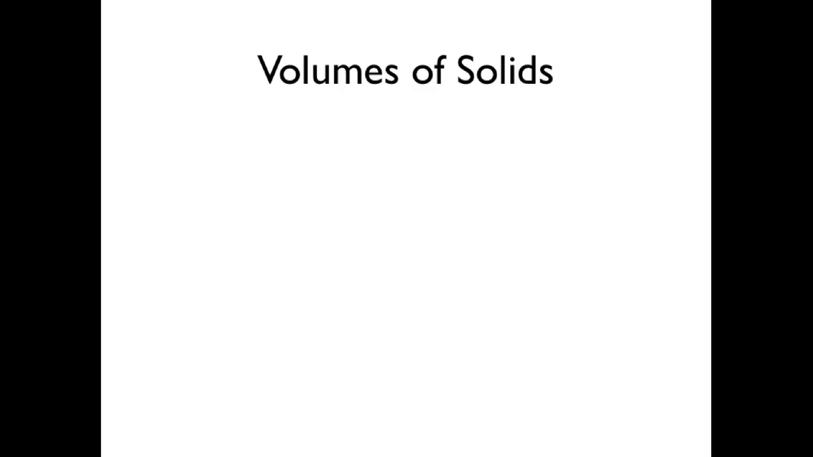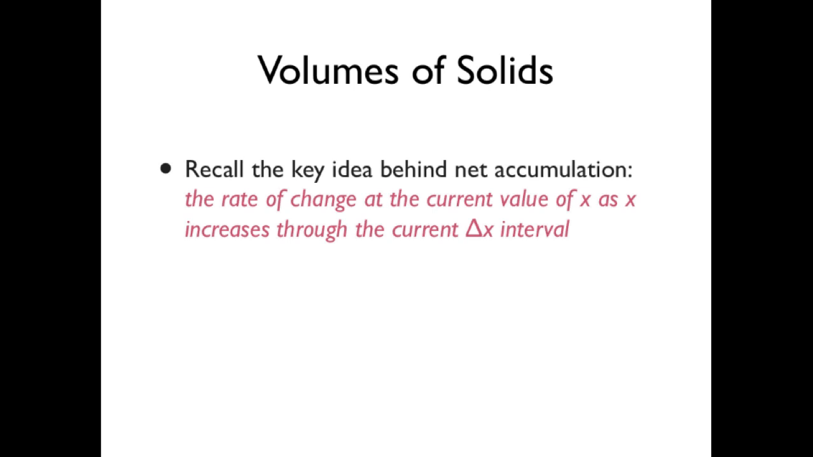We're doing volumes of solids. So I want to remember the key idea behind net accumulation. One very key idea, it was what? The rate of change at the current value of x as x increases through the current delta x interval.